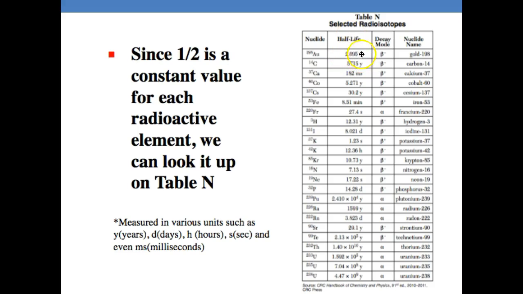So if you look at the very first example, gold, it has the unit in days. Then you have Y as years, going down, calcium is in milliseconds. So the letter after the half-life tells you the unit of time. So Y is years, D is days, H is hours, S is seconds, and they even have milliseconds listed there. The value is listed on the table because the value will not change if it's a different temperature or pressure. That's what we mean by the value stays constant. The half-life value does not change.